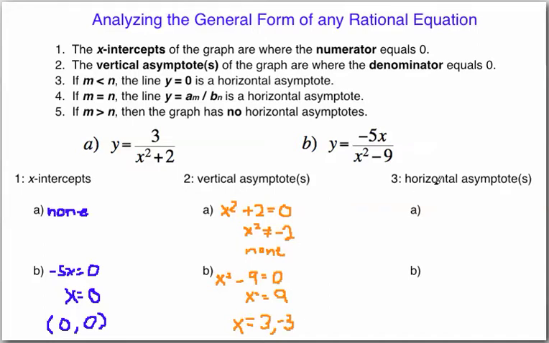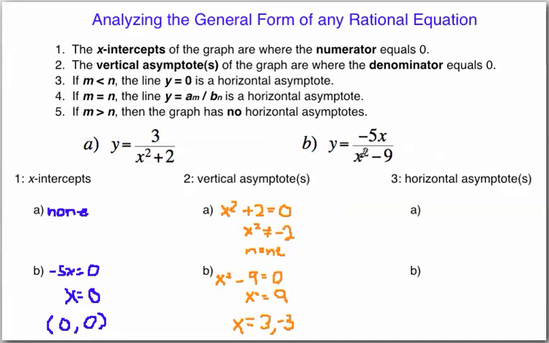The final thing we're going to look at is the horizontal asymptote. For both of these examples it's the same; we're going to use rule number 3 here, where m is less than n. Remember that these are the exponents: m is the exponent on top, and n is the largest exponent on the bottom. On A, we have no exponent on top, so the one on the bottom is obviously larger. For B, you have x to the first power on top and x squared on the bottom, which is larger.